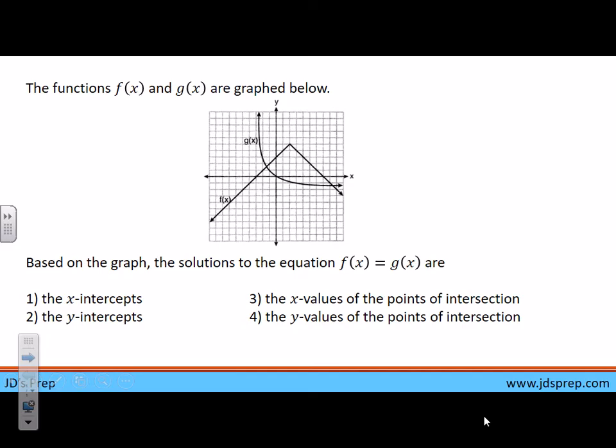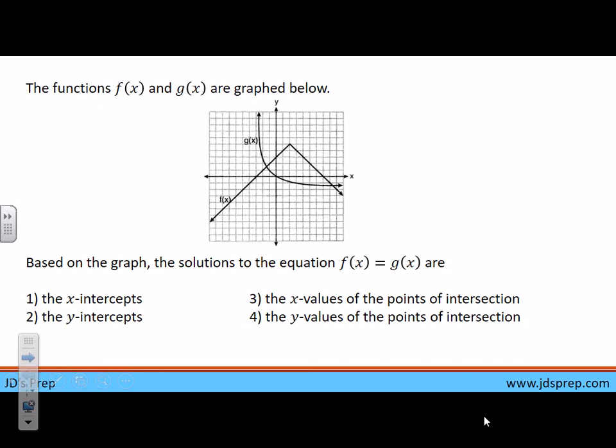In this problem, we are given the graph of two functions on the same set of axes, f of x and g of x. We are asked about the solutions to the equation f of x equals g of x. And we want to know if they are given on the graph by the x-intercepts, the y-intercepts, the x values of the points of intersection, or the y values of the points of intersection.